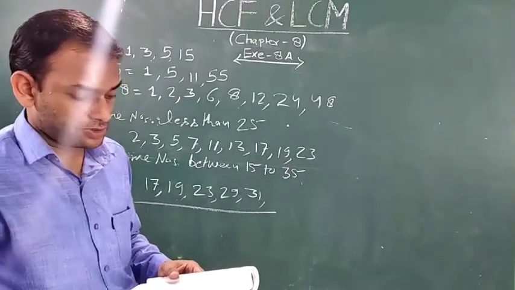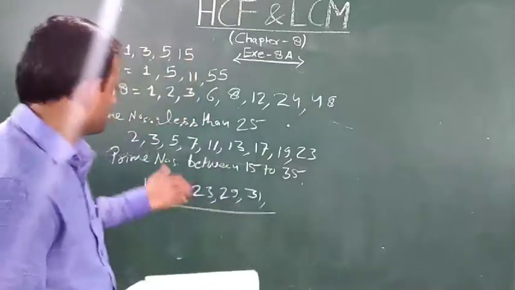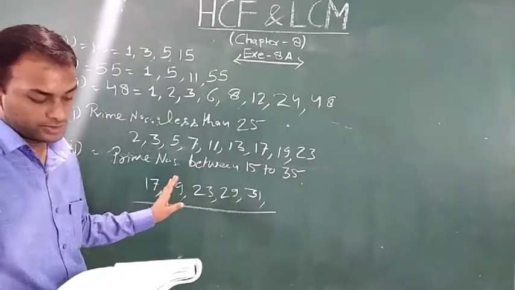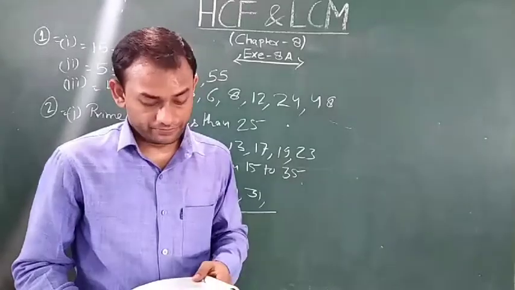Write the prime numbers from 5 to 45. Exactly the same question is there, we will do it like this. The third question is exactly the same.